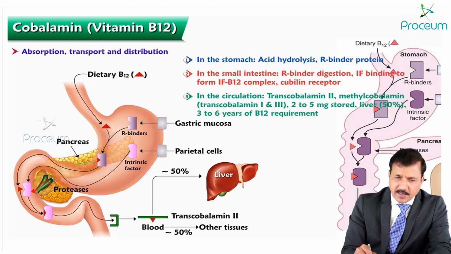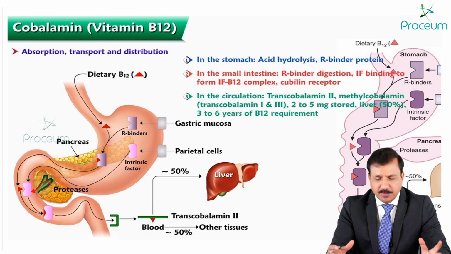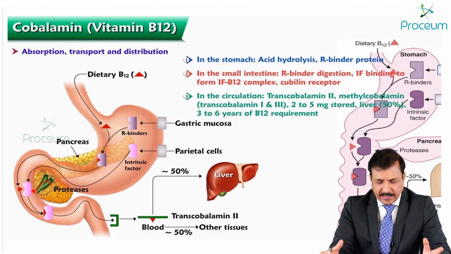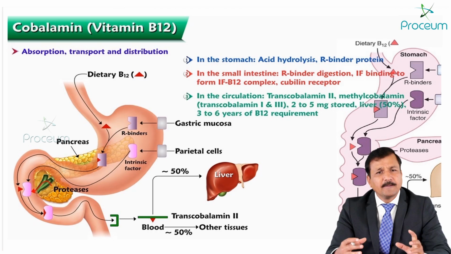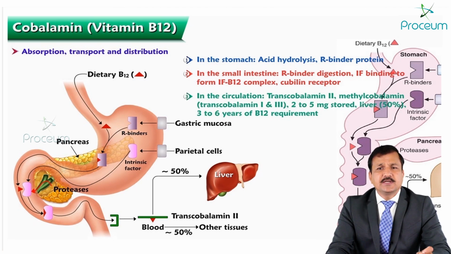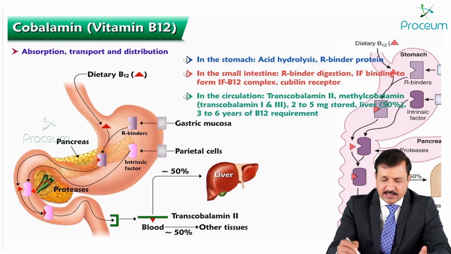So, in the stomach there is acid hydrolysis of vitamin B12 from its bound form, and it must be released as a free form of vitamin B12, and that is done by acid hydrolase enzymes. And protein digestion in the intestine, especially in the duodenum, by trypsin can release that protein bound vitamin B12. So, in the stomach there is acid hydrolysis going on, and the R binder protein.